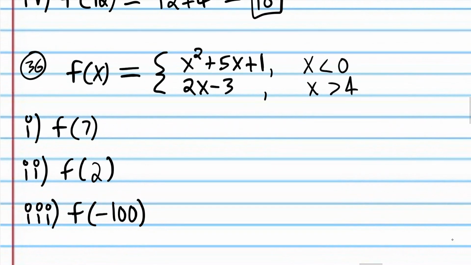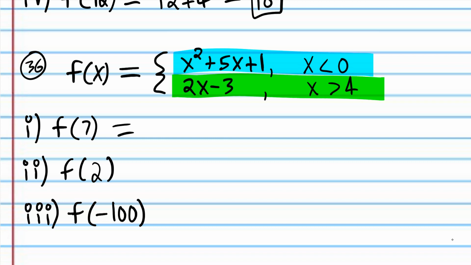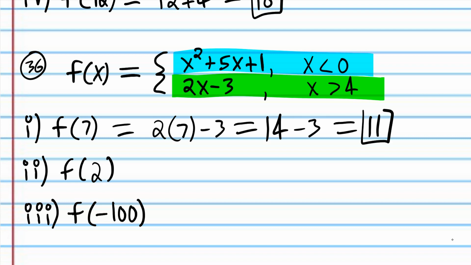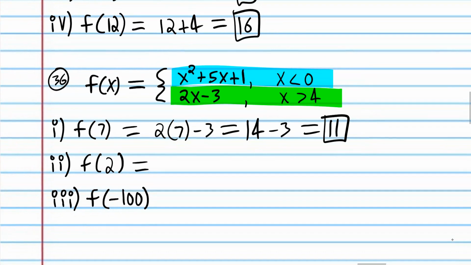Okay, we're back. So the question is, is 7 going to be in the blue interval or the green interval? Well, 7 is greater than 4. So that means we're going to use the green expression. So we have 14 minus 3 is 11. So our input is now going to be 2.